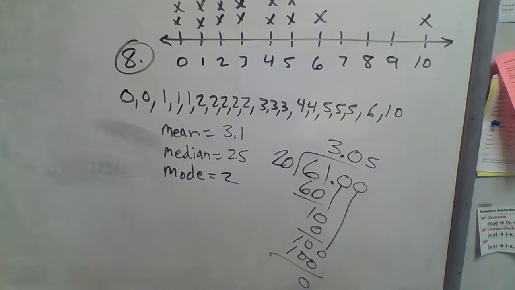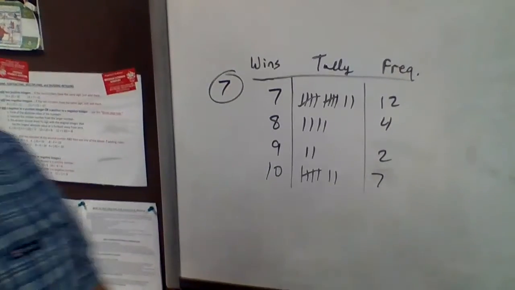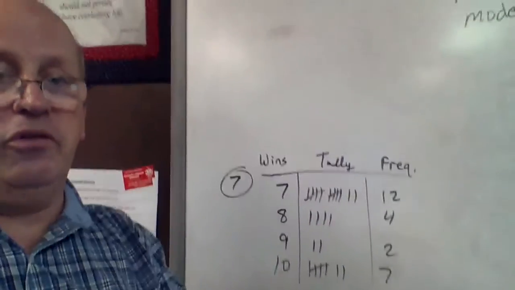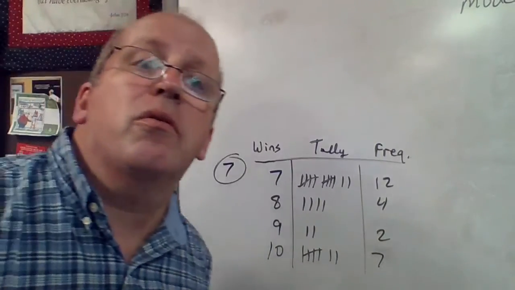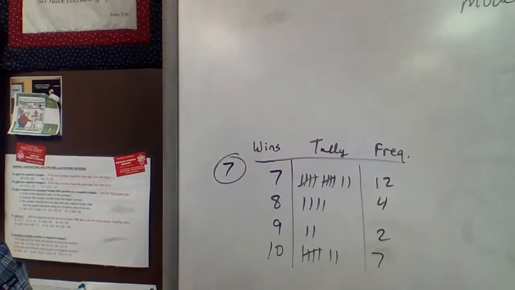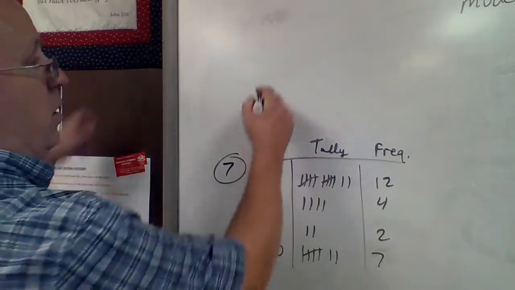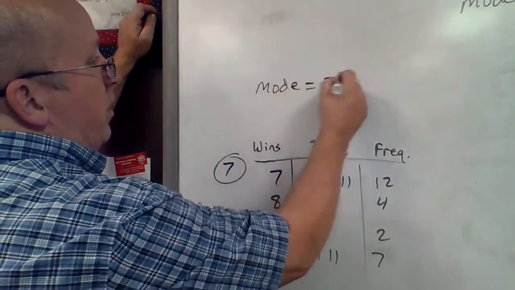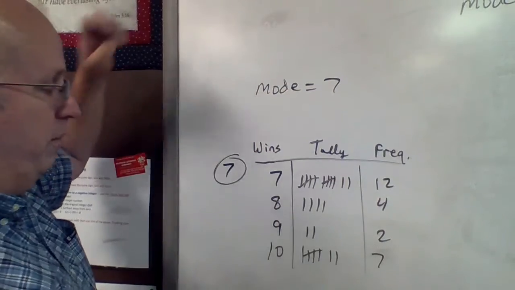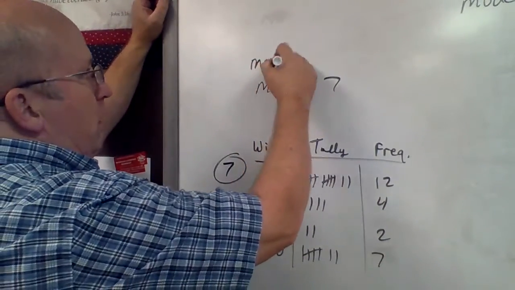Okay, we're going to do one more. Just one more. This one right here. Number 7. Hopefully it's still on the screen. Oh boy. Well, mode, that should be easy. Which number appears most often? That's the number 7. It appears 12 different times, right? Median. Uh-oh. How are we going to find median?